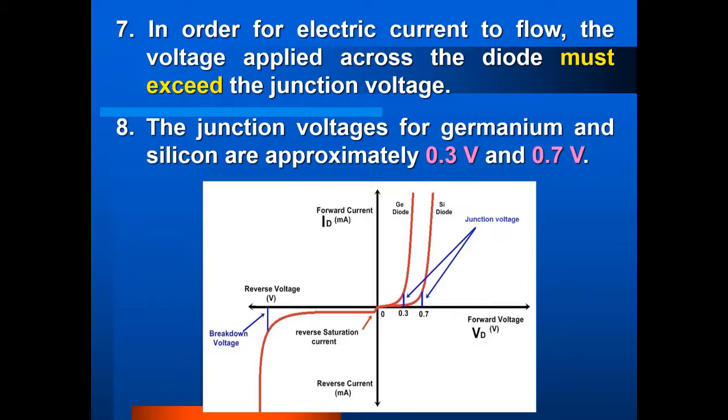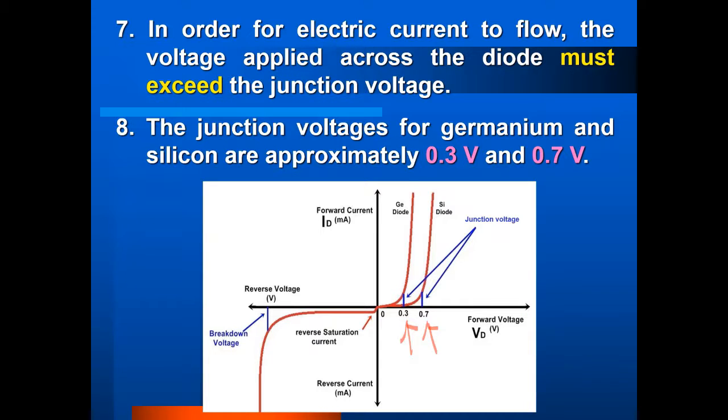So the graph is showing the value of the junction voltage. This is the germanium diode, that means you are using the germanium semiconductor, and this one is the silicon semiconductor. For the germanium, the junction voltage is 0.3. That means your voltage must be supplied more than 0.3 to allow the current flow. And for the silicon, the value must be greater than 0.7.